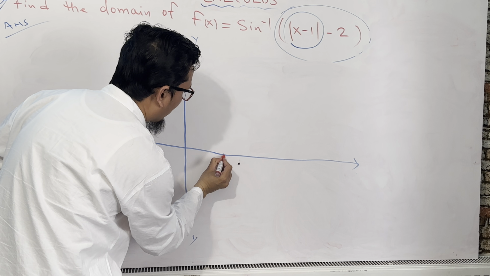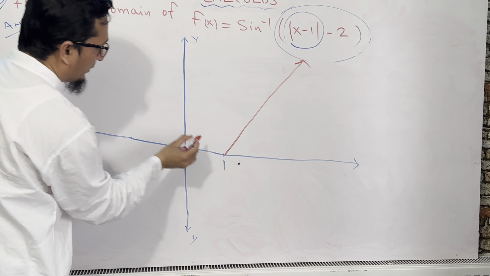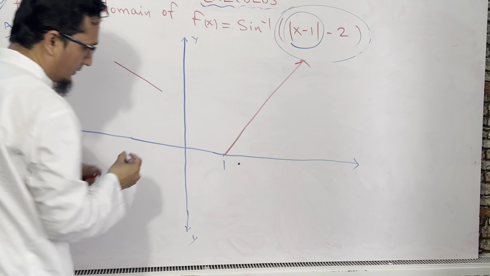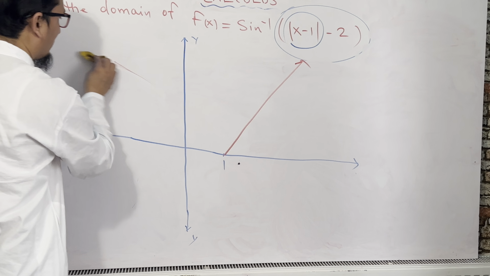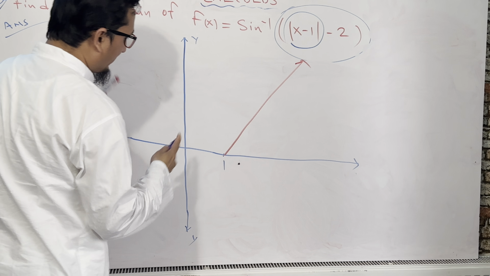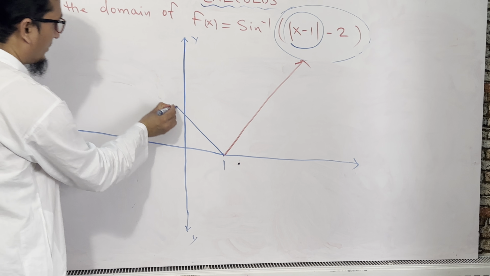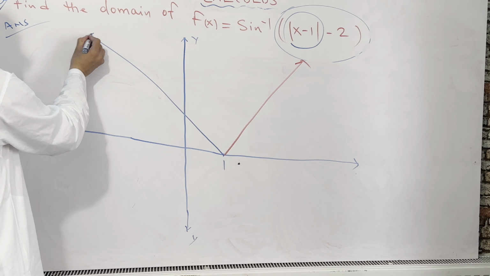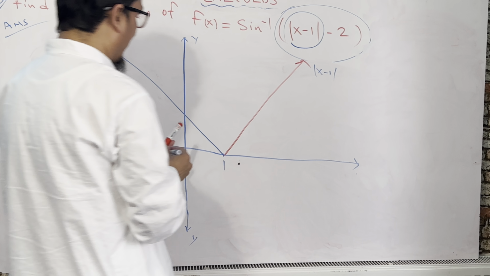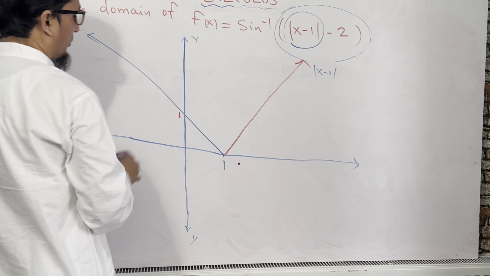So draw here the V shape like this one. It's better to draw from here. My art is not good. Something like this one, right? This is the graph of mod of x minus 1, right? So remember one thing, if this is 1, so this will be positive 1, right? So you know this one, 1.